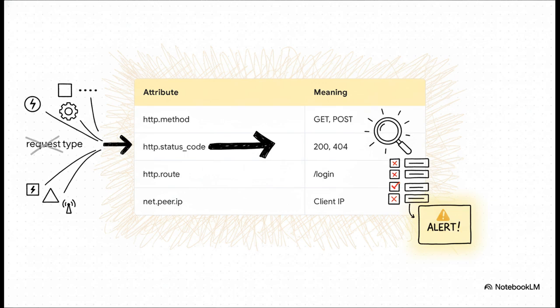Instead of one of your services calling it HTTP_method and another one calling it request type, the convention just says, nope, use http.method. And why does that matter? It means you can search for http.statuscode equals 404 across your entire stack, and boom, you get every single relevant error instantly. No more guesswork.